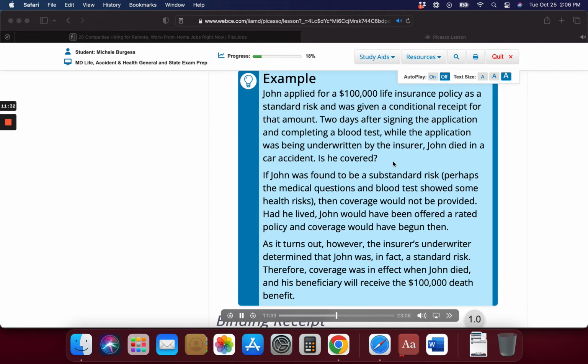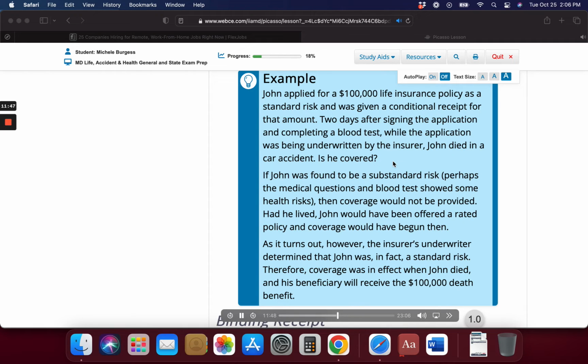As it turns out, however, the insurer's underwriter determined that John was, in fact, a standard risk. Therefore, coverage was in effect when John died, and his beneficiary will receive the $100,000 death benefit.